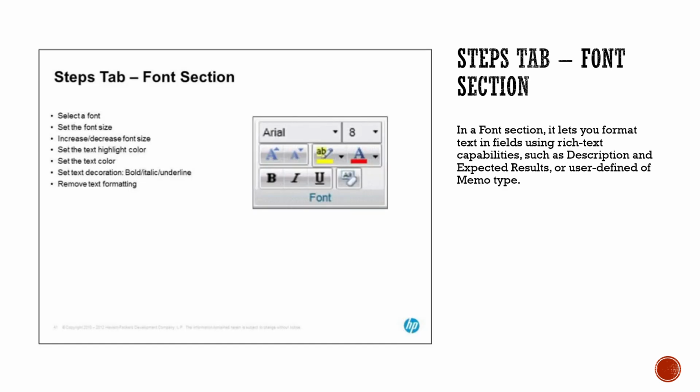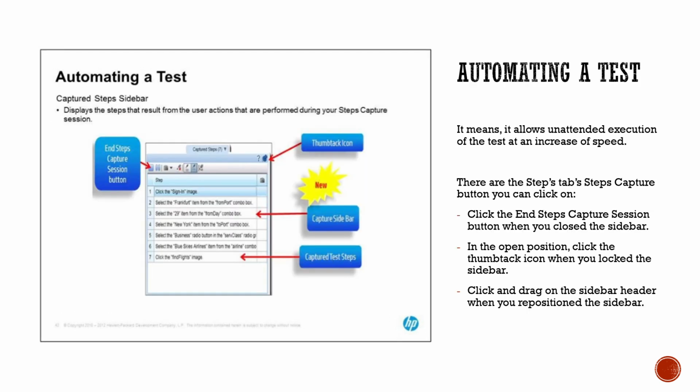The font section lets you format text and fields using rich text capabilities, such as description and expected results or user-defined memo type. Automating a test means allowing unattended execution of the test at an increased speed. In the Steps tab, there is the Steps Capture button you can click on. Click the End Steps Capture Session button when you close the sidebar.